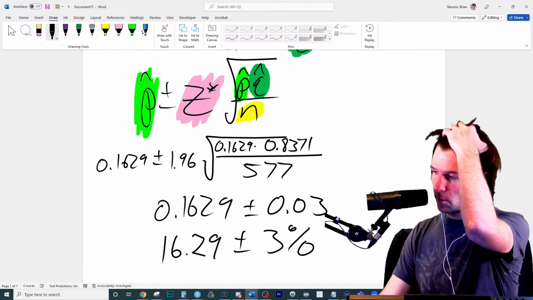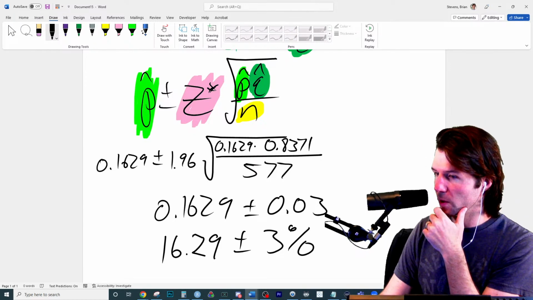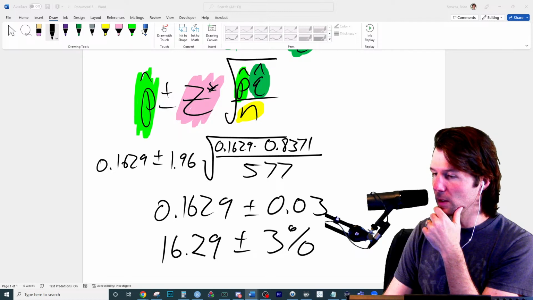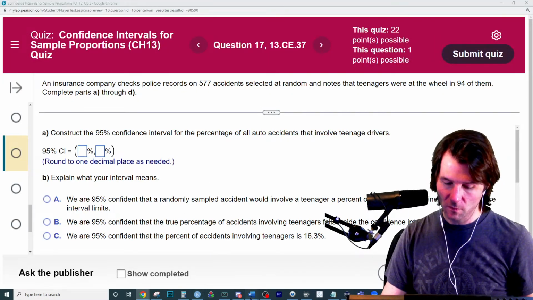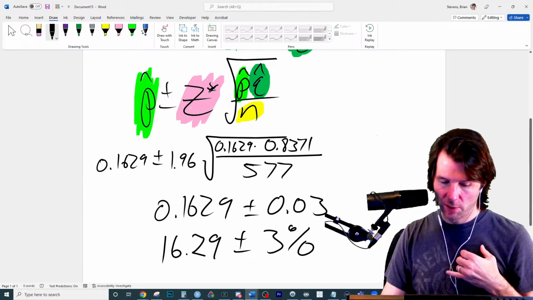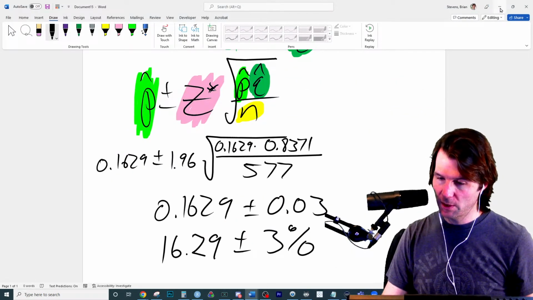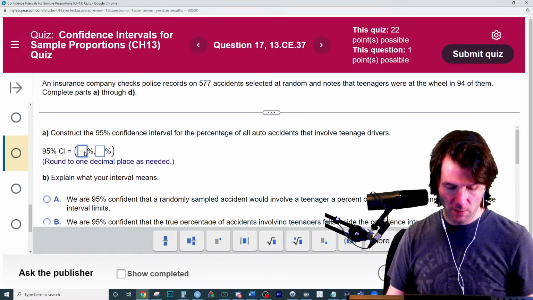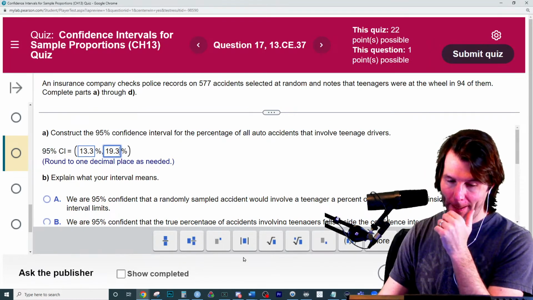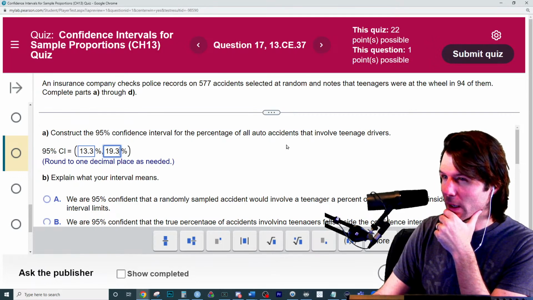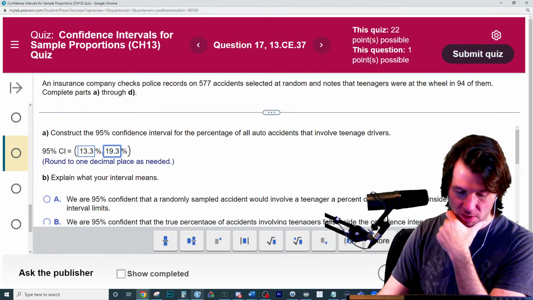So that says a decimal right there. Good stuff. Let's see what the question asks. That should be rounded nice and neatly. Okay, so it's 3%. So 13 point, was it 2 decimals or 1? So 13.3 to 19.3. I think that's correct. So 95%.